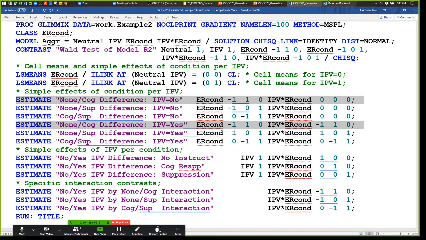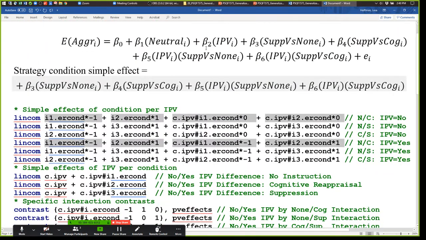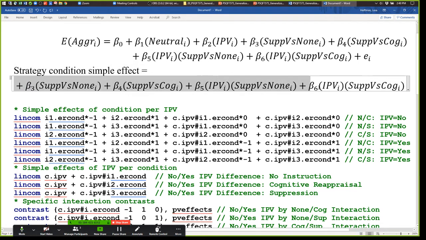Why we don't have beta 2 for which one? Because what we're asking for is the effect of condition. Oh, condition. Yeah, strategy condition. The none versus cognitive reappraisal versus suppression, that 3-category variable, we're asking for none versus group 1 versus group 2, we'll say. I want it for somebody with IPV equals 0 as the moderator, but the main effect of IPV has nothing to do with it. So in general, when you're trying to find how the model gives you a simple effect, the only terms that are relevant have to have that simple effect in them.